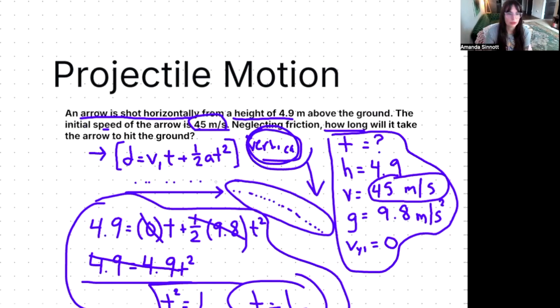Let's look at another one and see if we can find the hints and figure out which equation we will need to use.